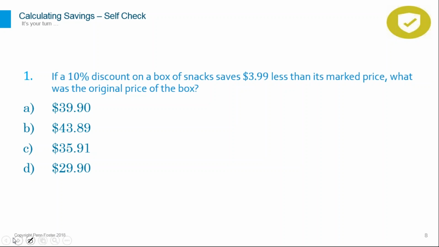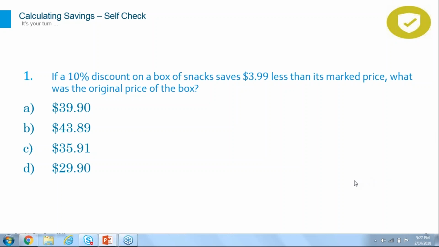If a 10% discount on a box of snacks saves $3.99 less than its marked price, what was the original price of the box? So here you need to extract the information. Do we have R, P, or B? Which ones do we have? And what should we do to find the original price? I'm going to display the question, and you're able to enter your answers. Here you go.